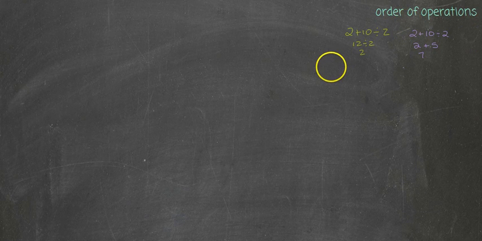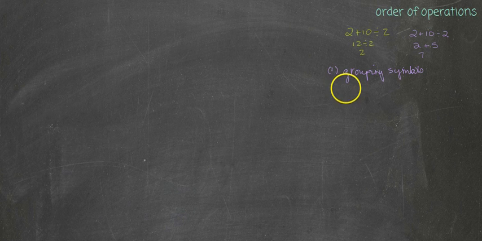So the very first step is to look at a problem and determine whether there are any grouping symbols. And no matter what, if something is inside of a grouping symbol, parentheses for example, then we automatically do what's inside the grouping symbol first. So in this case, 2 plus 3 is 5 divided by 4, and that would be 5/4.